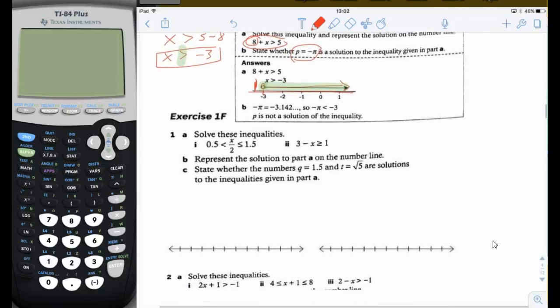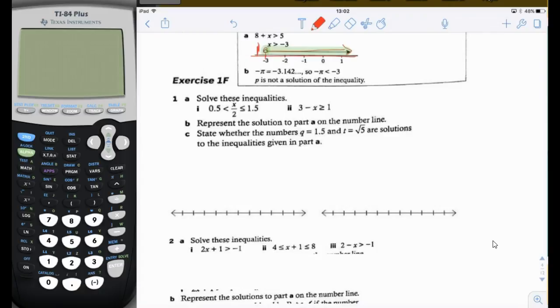Okay, so let's do 1a. Solve these inequalities. Okay, so we got 0.5 is less than x divided by 2 is less than or equal to 1.5. We need to get rid of this divided by 2 in order to get x by itself. We could multiply the left side, the right side, and the middle times 2, and then we'll be maintaining the inequality, right? So it would be 0.5 times 2 less than x less than or equal to 3, because 1.5 times 2 is 3, right? And then this could be simplified to 1. Now represent the solution to that on the number line.